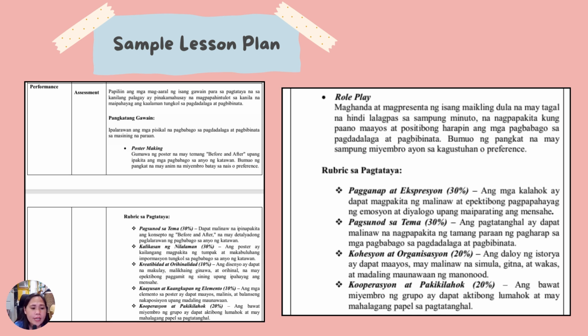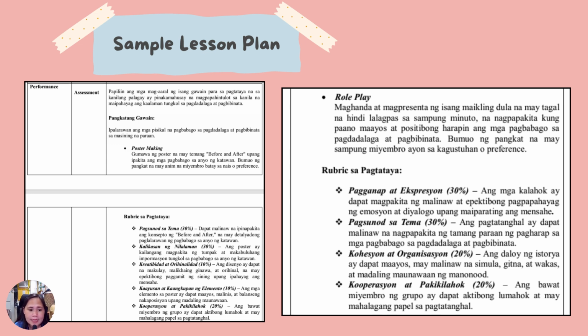Take note here, for the assessment, kung kanina sa practice component, they are counting off, this time they will group themselves by preference. Meaning, sila ang pipili kung kanino sila mas gustong magtrabaho. Okay? For the first option, poster making. Ipapagawa sila ng poster na may temang before and after. Take note, bumuo ng pangkat, 6 members in a group by preference. And I have presented here the rubric for assessment.